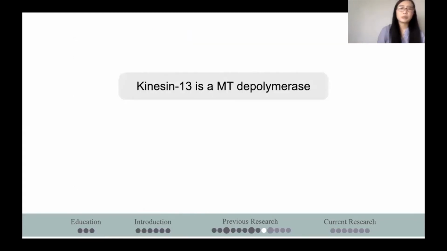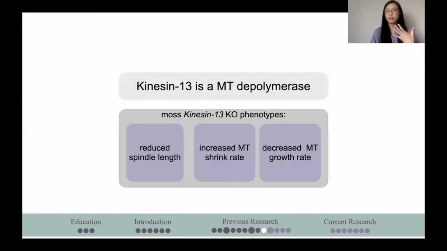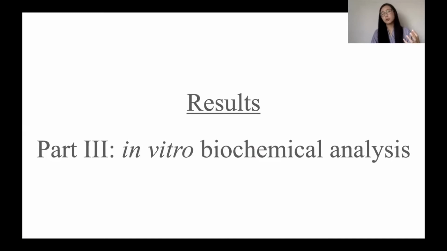So all this hypothesis was based off the fact that we thought that kinesin 13 is a depolymerase, but a lot of phenotypes so far, including the smaller spindle, seem to suggest that maybe kinesin 13 isn't a depolymerase, and it might actually be the reverse. It might be a growth promoter, so instead of causing destruction to the microtubule, maybe it's actually stabilizing the microtubule or allowing it to grow. But in order to check this, what I did was I took this protein and microtubules out of the cell and did in vitro biochemical analysis.